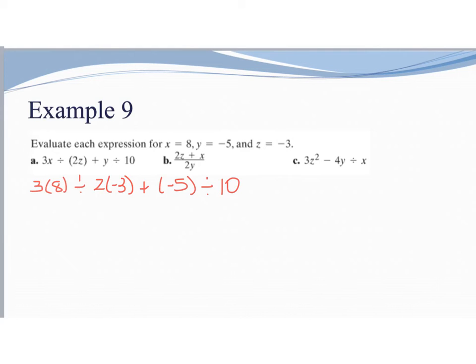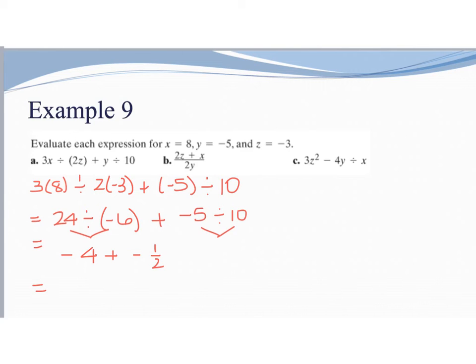So let's simplify our parentheses first. So this is going to give me 3 times 8, or 24. And we're going to divide that by 2 times a negative 3, which is negative 6. Then we're going to add that to a negative 5 divided by 10. So I have to do order of operations. So 24 divided by a negative 6 will give me a negative 4. Then I'm going to add that to negative 5 divided by 10. That's going to give me a negative 1/2.